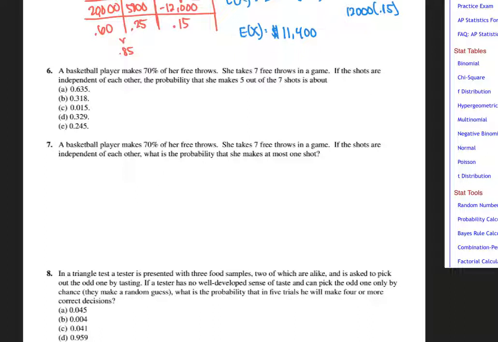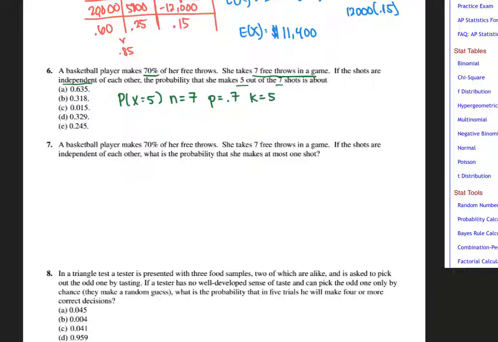All right, looking at number 6. It says a basketball player makes 70% of her free throws. If she takes 7 free throws in a game, and the shots are independent of each other, what is the probability that she makes 5 out of the 7 shots? So this is a binomial problem, and we're trying to find the probability that x equals 5. In this case, n, she's taking 7 shots. p, the probability of her making the shot, is 0.7. And k, in this case, we're going to use is 5.